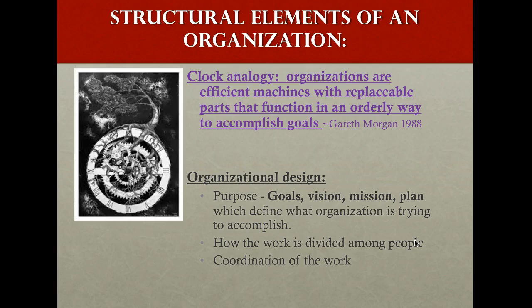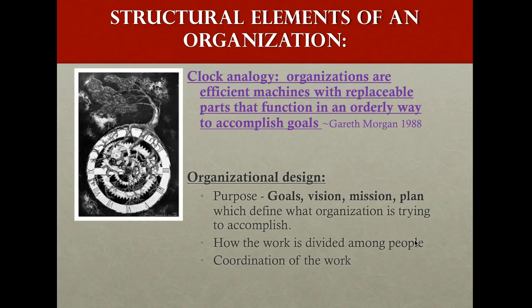So, structural elements of an organization. If you think of an organization through a structural lens using a clock analogy, organizations are supposed to be efficient machines with replaceable parts that function in an orderly way to accomplish goals. If you think about all the intricate pieces of a watch, they all have to work together, certain things have to happen at certain times, and certain parts of the watch have certain functions they need to carry out. So organizational design, goals, vision, mission, and plan define what an organization is trying to accomplish, and these are all part of the organization structure.